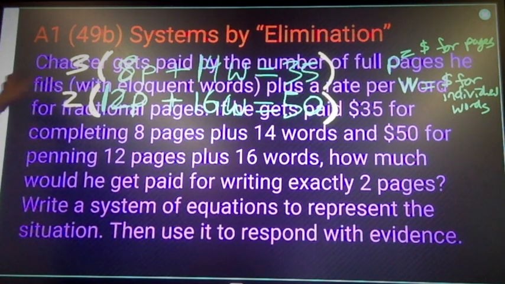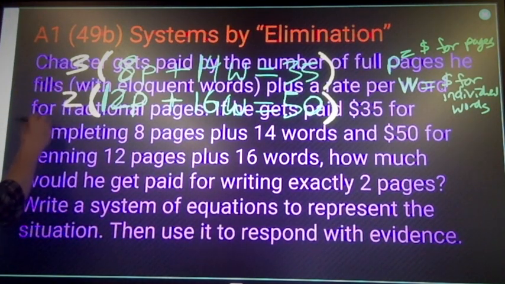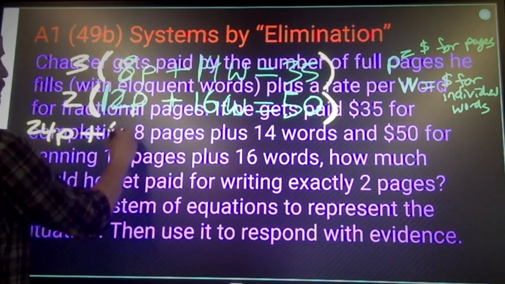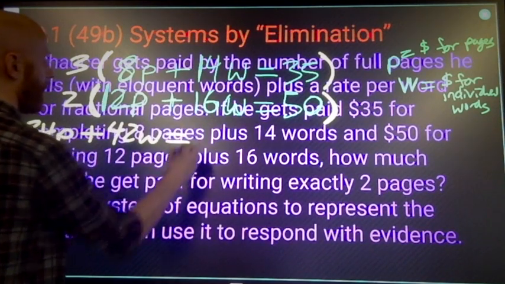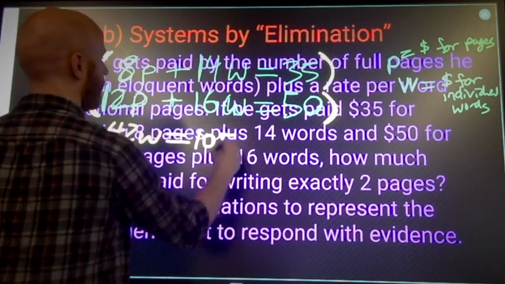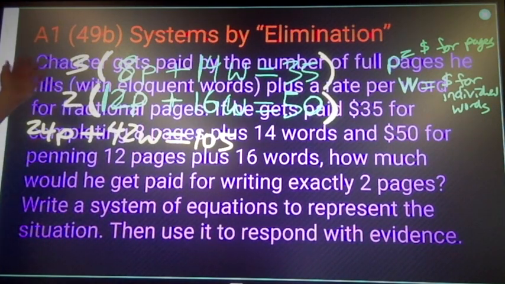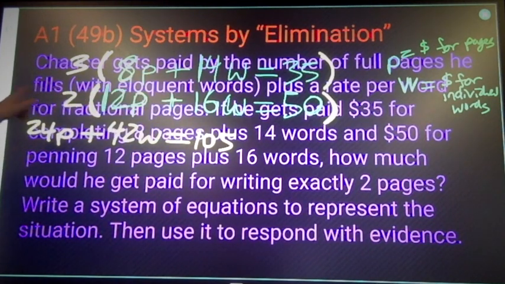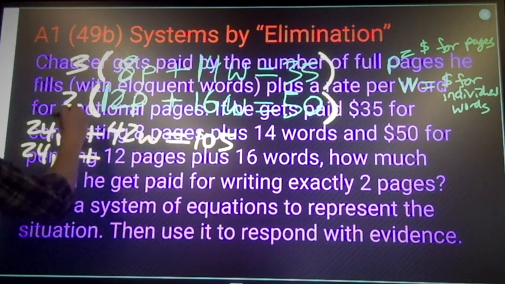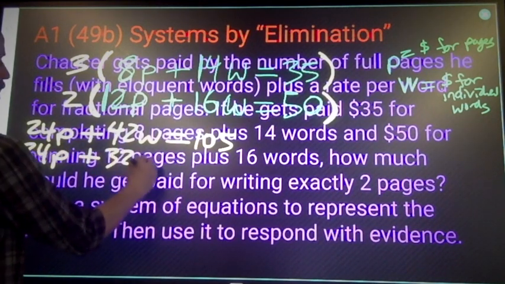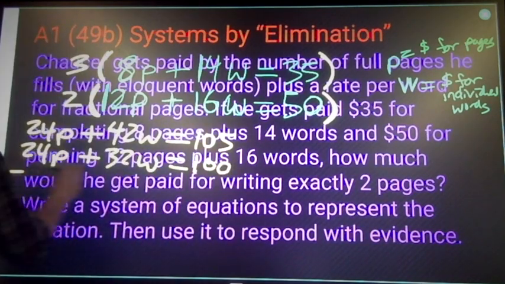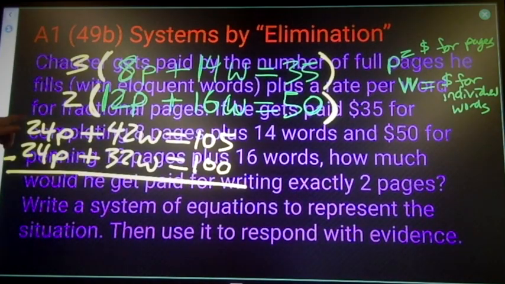All right? So top equation, 24 p's plus 3 times 14 is 42 w's would give me $105. That's just 3 times what I was making in the first equation. 2 times the second equation, 24 p's plus 2 times 16 is 32 w's equals $100. All right. Now I have a pair of twins.